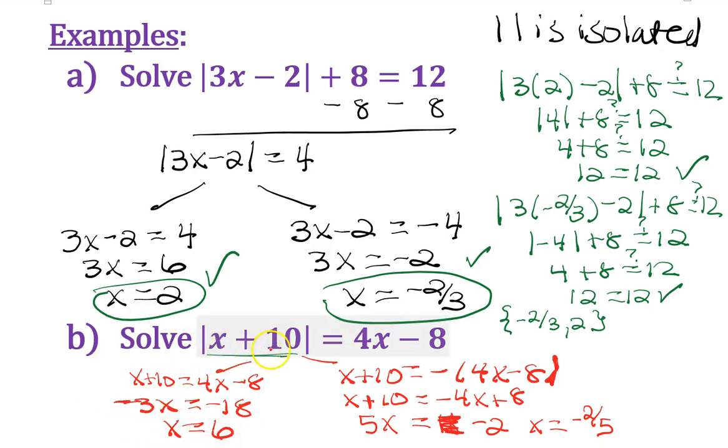So 6 plus 10 on the left-hand side is 16. The absolute value of 16 is 16. And 4 times 6 is 24 minus 8. That gives us 16. So this one checks.